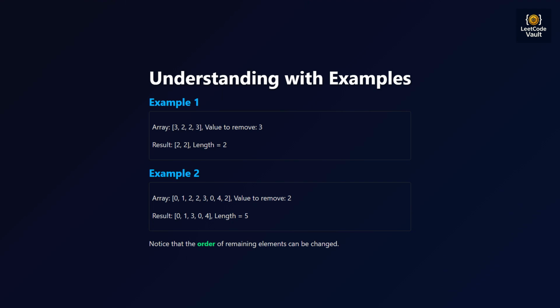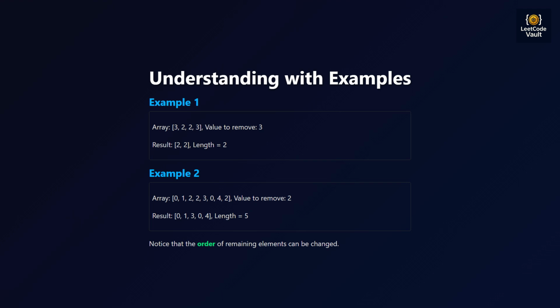Understanding with examples. Let's solidify our understanding with some examples. Suppose we have an array nums equal to [3, 2, 2, 3], and we want to remove the value 3. After removing all instances of 3, we should be left with [2, 2], and the function should return 2, representing the new length. Another example, if nums is [0, 1, 2, 2, 3, 0, 4, 2], and we want to remove 2, the result would be [0, 1, 3, 0, 4], with a returned length of 5.